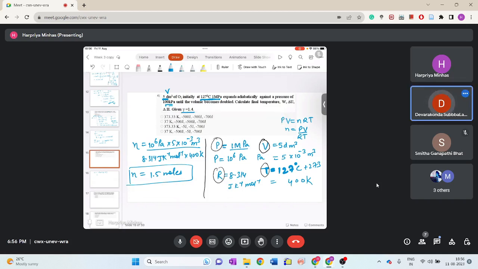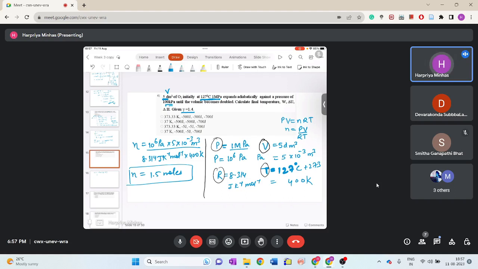Madam, one question, madam. Shall I ask you one question? Yes, please. Madam, we have initial volume as 5 dm cube and final volume will become double, that is, it becomes 10 dm cube. And we have the initial temperature 127, and using the temperature-volume relationship, that is TV to the power of gamma minus 1, can we calculate the final temperature in that way? Yes, of course we can use that formula because it's an adiabatic process. If we do it that way, then the final temperature we are getting is 303, madam. 303. Yes, madam.